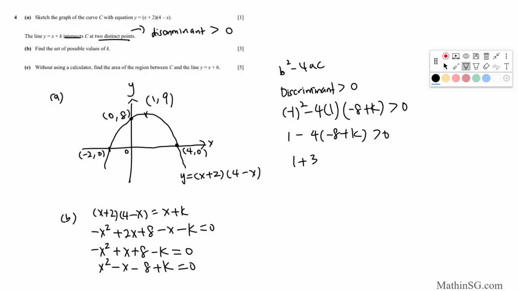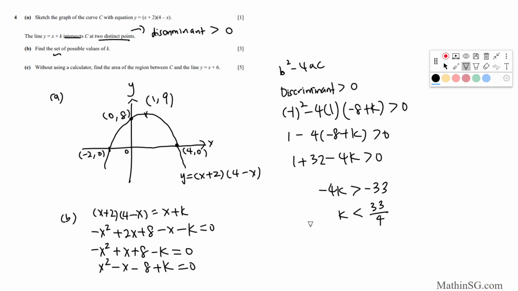Okay, so it's 32 minus 4k. So minus 4k is greater than minus 33. So because I'm going to divide both sides by minus 4, I need to switch the sign. Okay, so k is lesser than 33 over 4, but they want set of values, right?